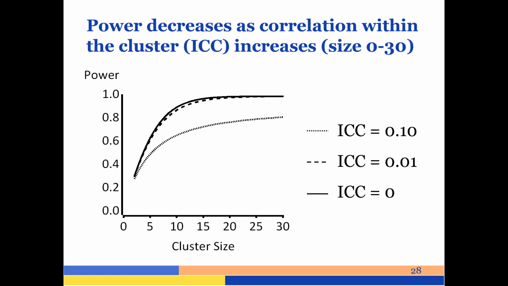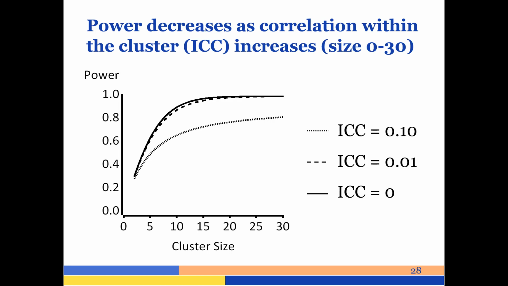Here we are looking at the intercluster correlation from 0 to 0.1. Also this time the power is graphed against cluster size, which is why we get a different looking curve. You can see that as the cluster size goes up, the power goes up. That makes sense because the bigger the sample size, the more power we have. But look at what's happening with the different intercluster correlation coefficients.